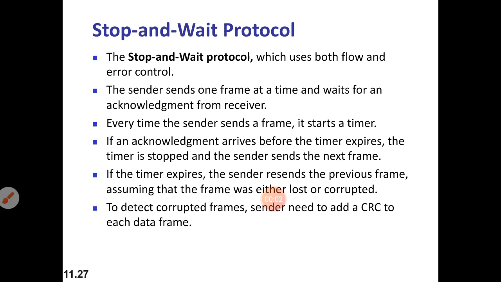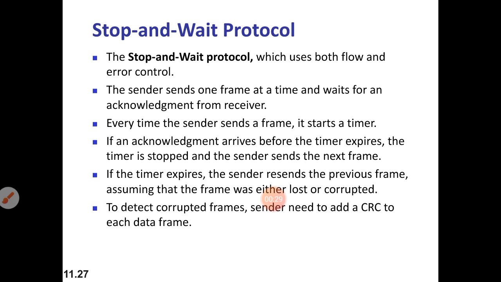Now we'll discuss the second protocol in the data link layer, that is the stop and wait protocol. We have already discussed the first protocol, that is the simple protocol. The general meaning of the stop and wait protocol is that the sender sends a frame, and after sending that frame, the sender stops sending the next one and waits for the acknowledgement from the receiver. That is what we call the stop and wait protocol.